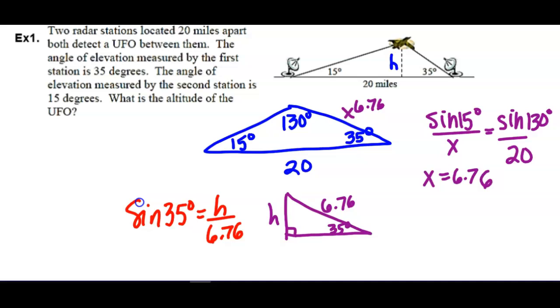So if we type the sine of 35 times 6.76, we get 3.88 or 3.9 as the height. And it was miles. All right, 2 steps. So be careful. There'll probably be another one like that somewhere.